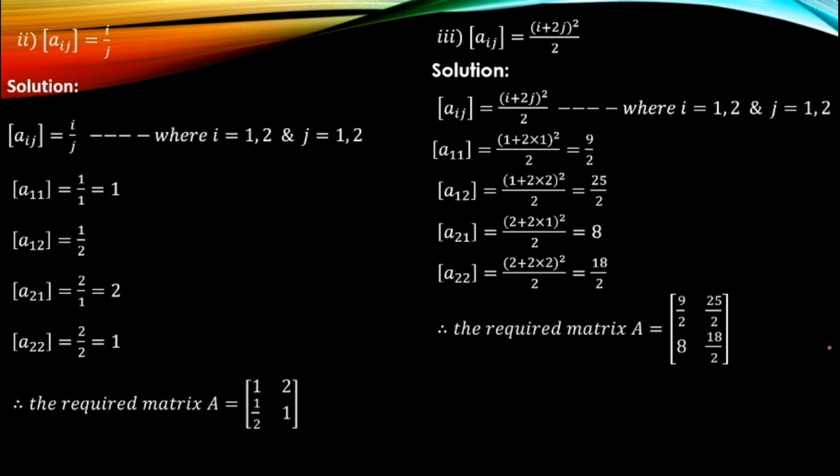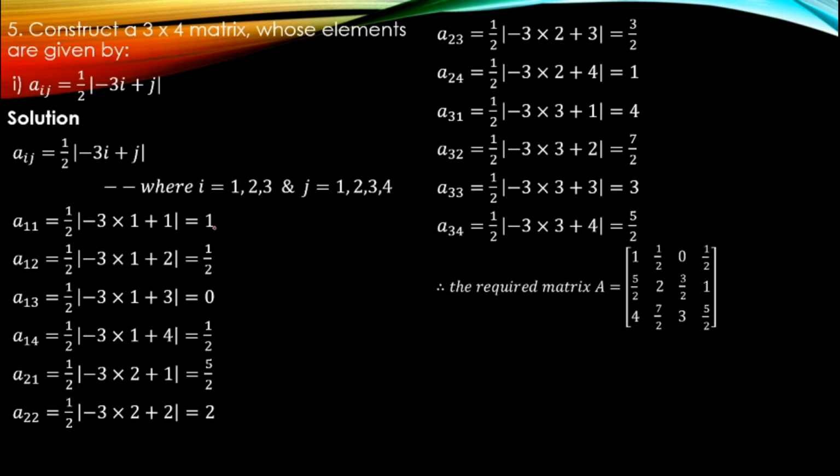Okay, next. Somewhat the same, so I'm not going for this. Don't forget, after solving this, please don't forget to form the matrix. Next, question 5: construct a 3 by 4 matrix. In the previous case it was 2 by 2 and here it is a 3 by 4 matrix whose elements are given by aij equal to half of modulus of minus 3i plus j. Call it modulus or mod.